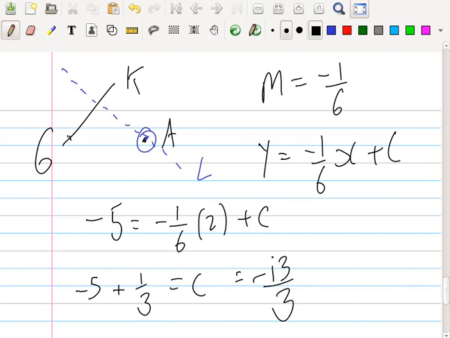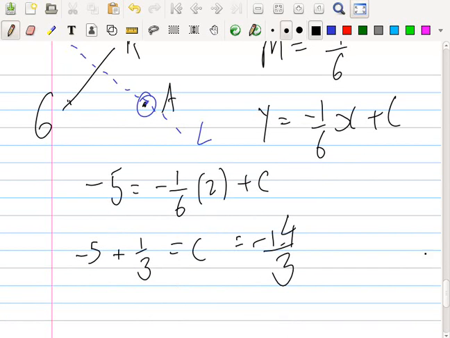Or no, wait, 14 over 3. Minus 14 over 3. Yep. And that's it finished. Y equals minus 1 over 6x minus 14 over 3. And that's the answer then. I'll go down a little bit.